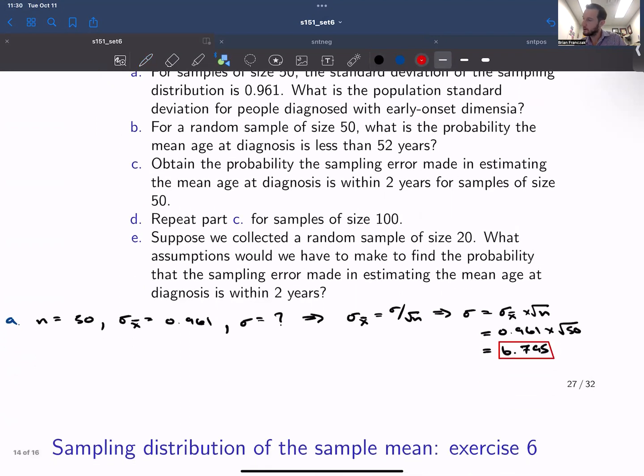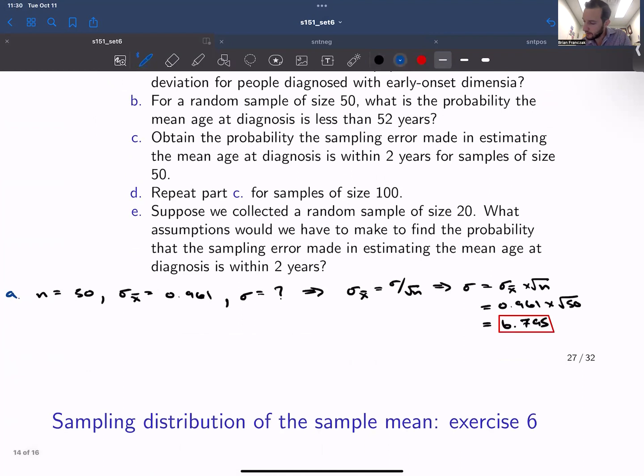In part B, it says, for a random sample of size 50, what is the probability that the mean age, very important, so it says mean age, we're asking about the mean of all ages. For samples of size 50, what is the probability that X bar at diagnosis is less than 52 years? So what we're being asked for directly here is the probability that X bar is less than 52. This is what we want to find.